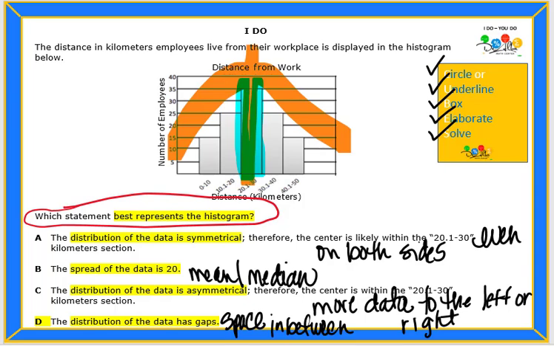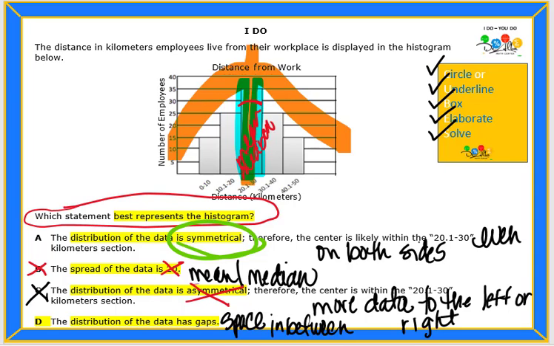The spread of the data is 20, which means our mean or median is 20, but there is a range, so we are not sure if it is 20 or if it could be 20. The distribution of the data is asymmetrical, therefore the center is within 20.1 to 30 kilometers section. It is not asymmetrical because we already know that it is symmetrical because it's even on both sides. C is incorrect.